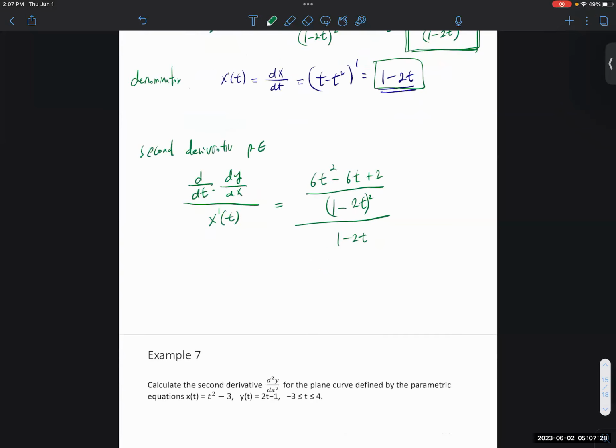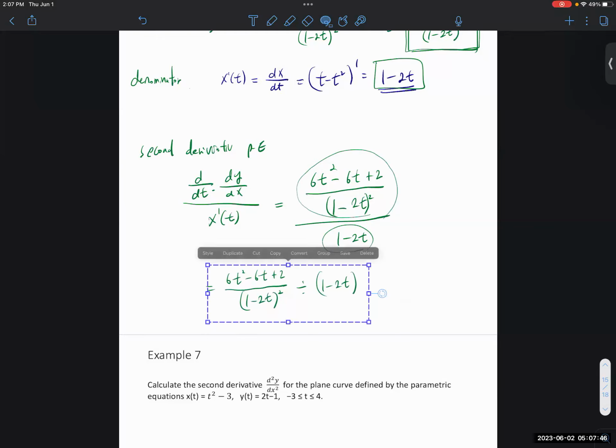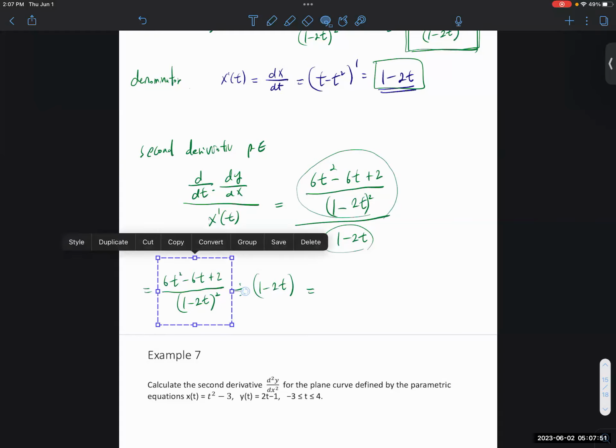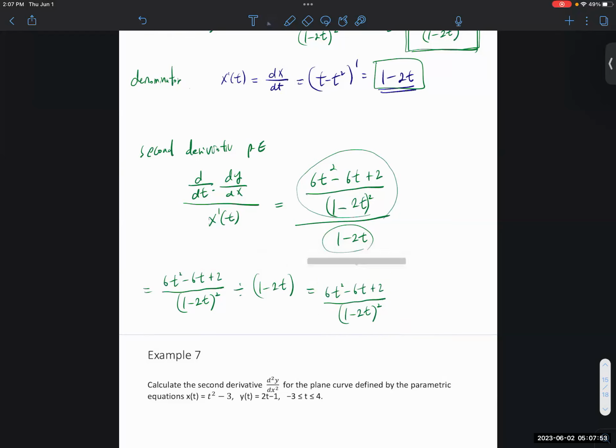Right? That means 60 secant minus 60 plus 2 over (1 minus 2t) squared, divided by 1 minus 2t, isn't it? Because this one is divided by the bottom fraction. So that means we keep the first fraction, change the division to multiplication, and flip over, which means 1 minus 2t.